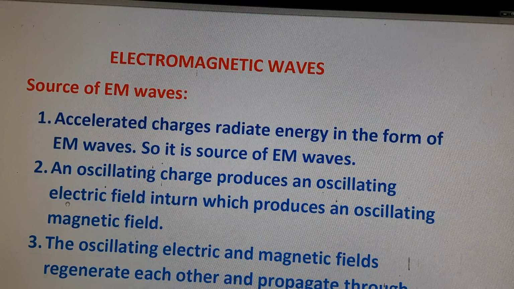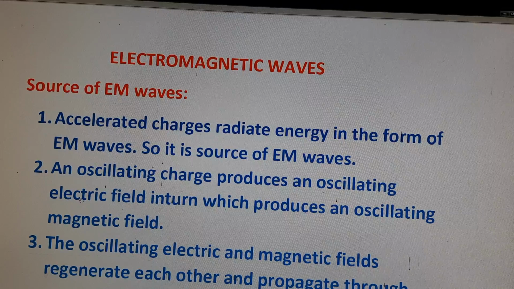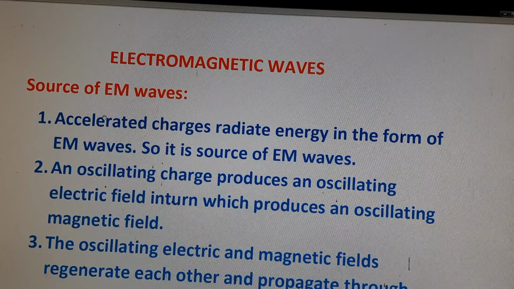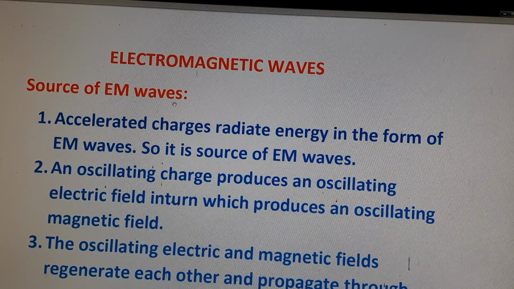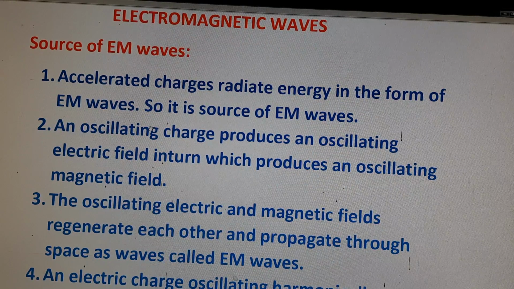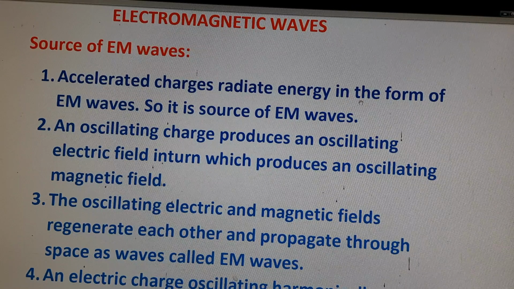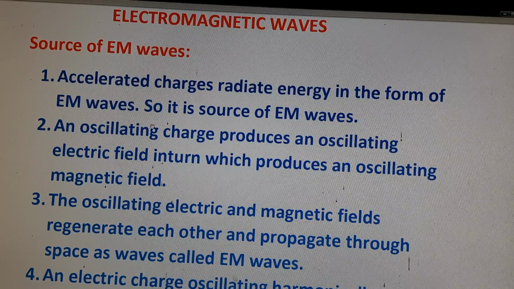Okay students, we have to discuss electromagnetic waves. Before going to this chapter, we have to discuss the origin, the source of electromagnetic waves, where EM means electromagnetic waves. So what is the main origin, the source of the electromagnetic waves? Accelerated charges radiate energy in the form of electromagnetic waves.